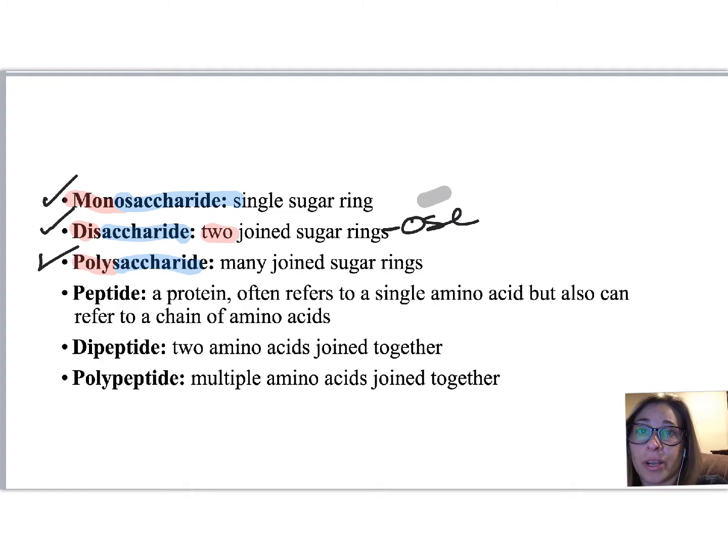All right, the next category is going to be the peptides. So peptides are a little bit different. We're dealing with amino acids. So amino acids are going to be our building blocks, and we'll take a look at what those look like in a little bit. So anytime you see the word peptide, we're dealing with proteins. Okay? So usually the idea of a peptide is a single amino acid. However, it can refer to a chain also. So it can be one or lots. However, the rest of these all have, so di is 2 and poly is many. Again, a dipeptide, 2 amino acids joined together. Polypeptide, more than 2, like many.